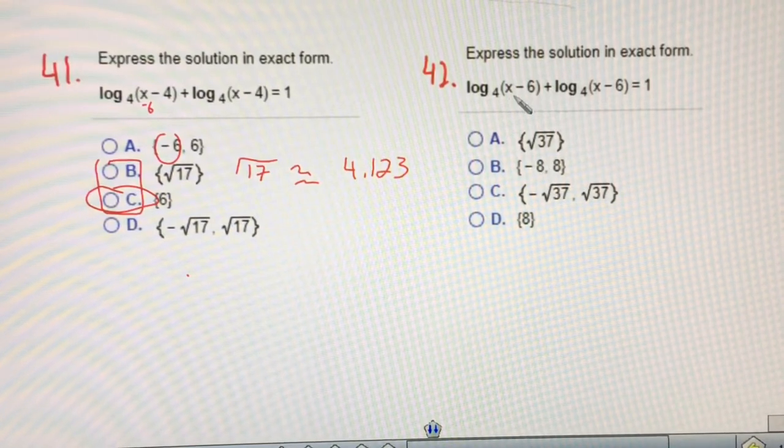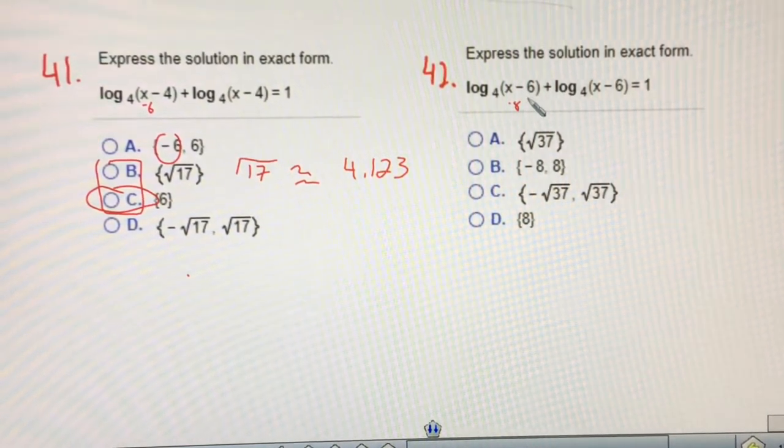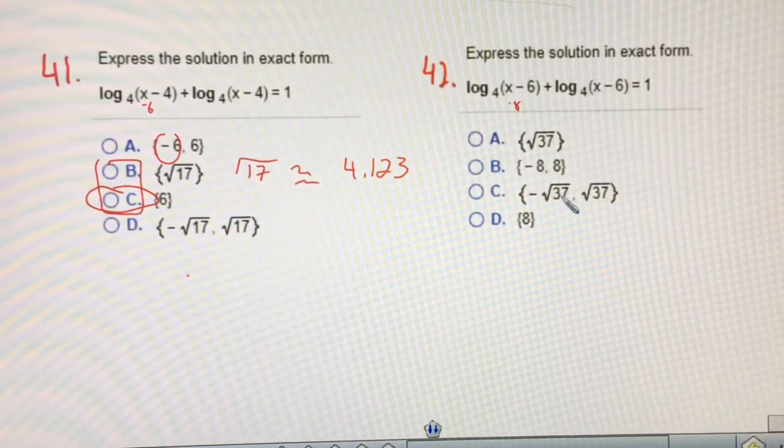It can't be the negative 8 because negative 8 minus 6 is negative 14. You can't take a log of a negative. Negative root 37 is bigger than 6 because root 36 is 6. So it can't be that one. It can't be this one. And I'm going to guess 8.